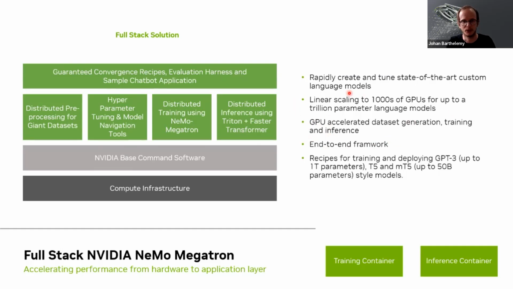You can scale up to thousands of GPUs very, very easily. And you have recipes for GPT-3, T5, and mT5. For GPT-3, we've got a recipe for up to 1 trillion parameters if your hardware allows it.